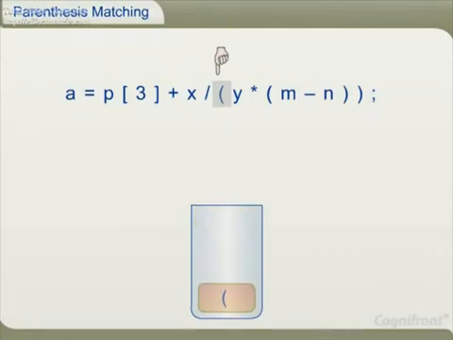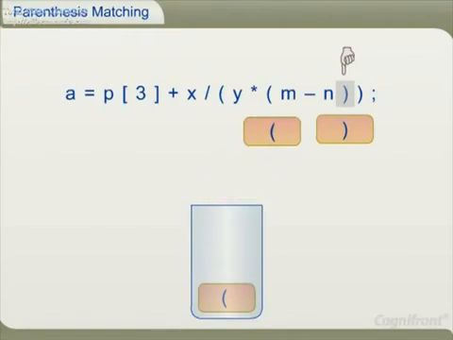So it is pushed into the stack. The characters Y and asterisk are also ignored. Then the next character left parenthesis is also pushed into the stack. And the characters M, minus sign and N are ignored. Then observe the current character is right parenthesis. So the character at the top of the stack is popped off. It is compared with the current character. As both characters are matched, the process is continued.